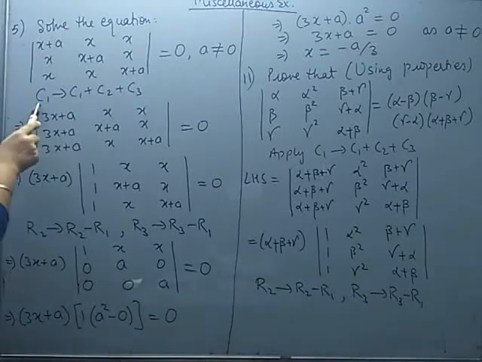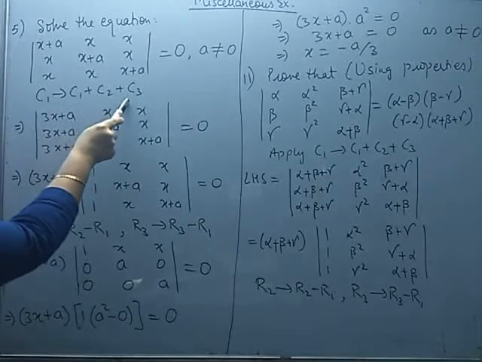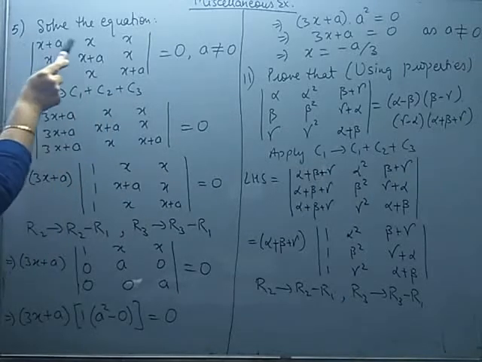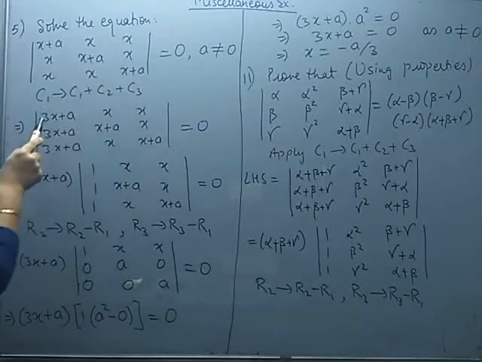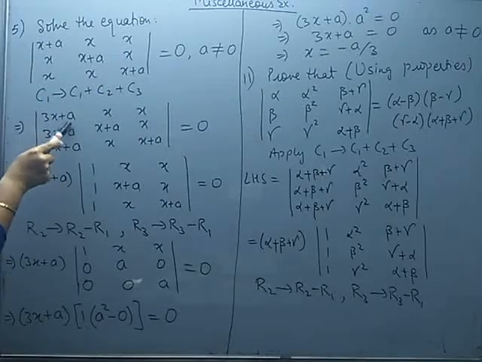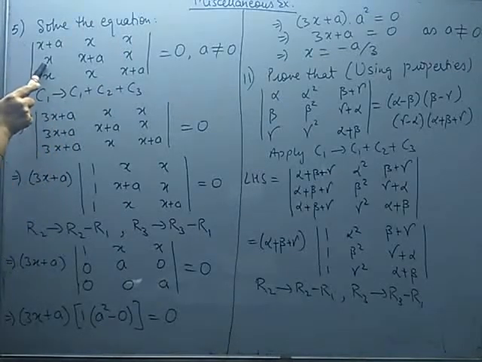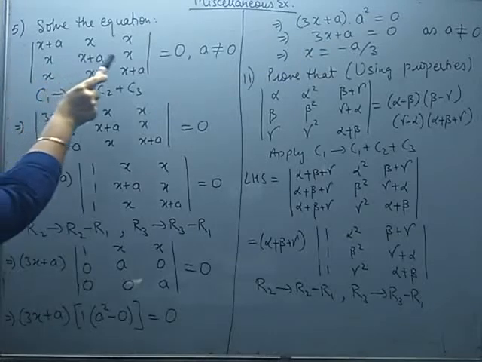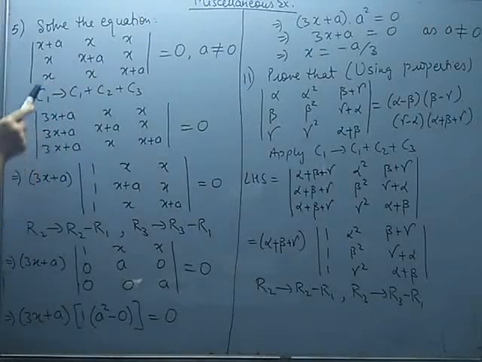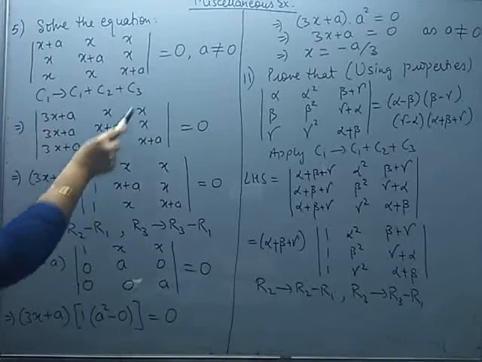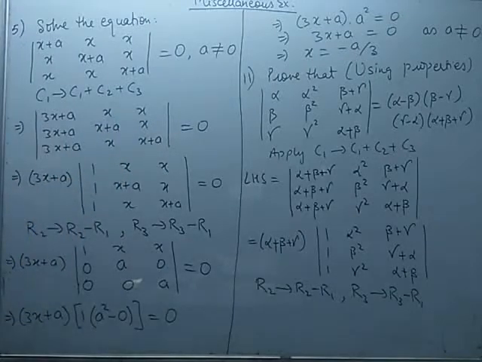So applying C1 as C1 plus C2 plus C3. In x plus a, x will get added, then again x gets added. So we get 3x plus a. In the same way, this element will become x plus x plus a plus x, again 3x plus a, and same here. Second and third column will remain as it is. Then taking 3x plus a common.